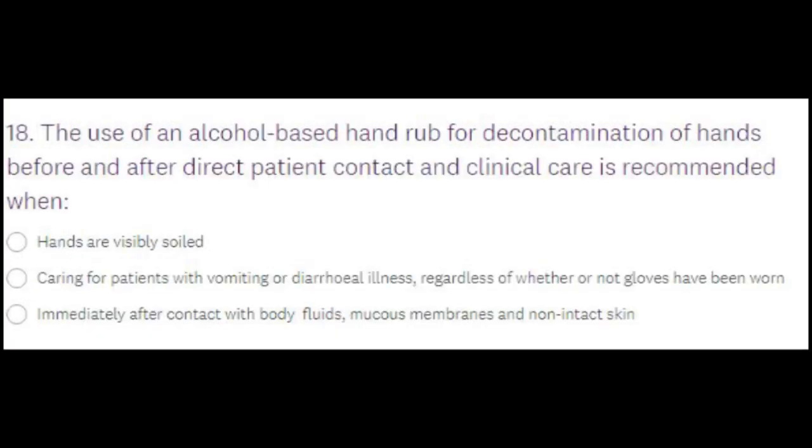Next question, the use of an alcohol based hand rub for decontamination of hands before and after direct contact with patient and clinical care is recommended when option A, hands are visibly soiled, option B, caring for patients with vomiting or diarrheal illness regardless of whether or not gloves have been worn, and option C, immediately after contact with body fluids, mucous membranes and non-intact skin. Option C is the right answer, that is immediately after contact with body fluids, mucous membranes and non-intact skin.